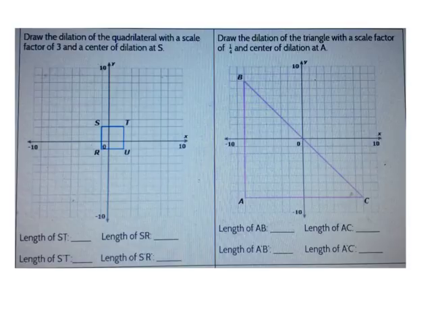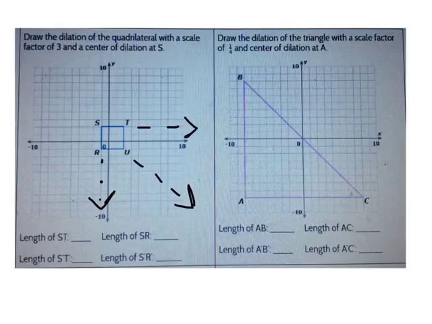Today we're going to review for our unit test by going over some of the skills that we've learned in this unit. One of the first things that we did was dilate shapes, about a point and about the origin. Let's start by dilating about a point. Draw the dilation of the quadrilateral with a scale factor of 3 and a center of dilation at S. So all of the points are going to expand away from S in straight lines.